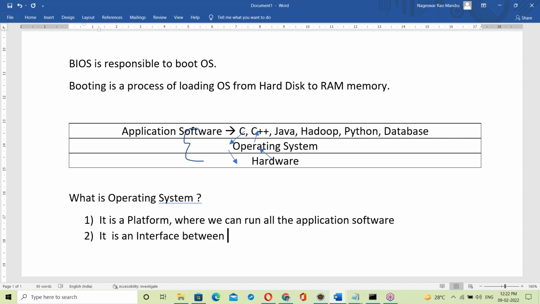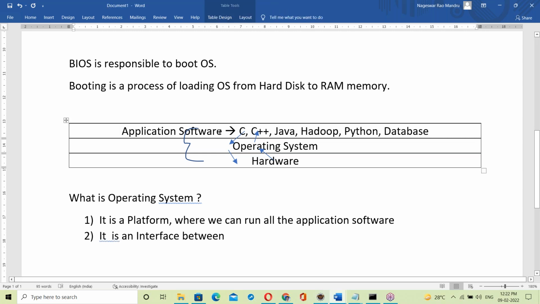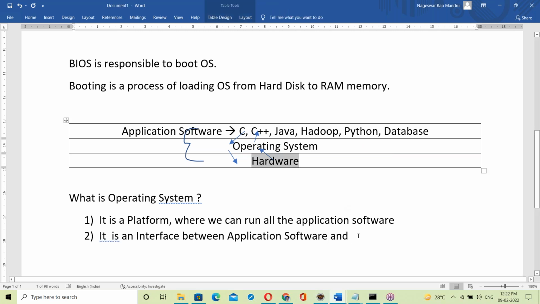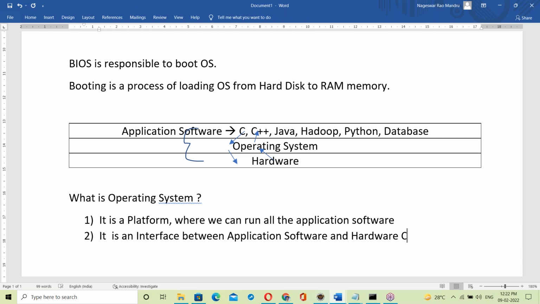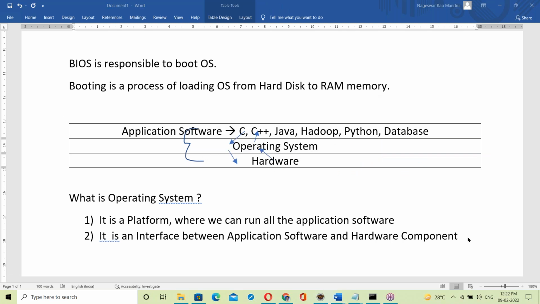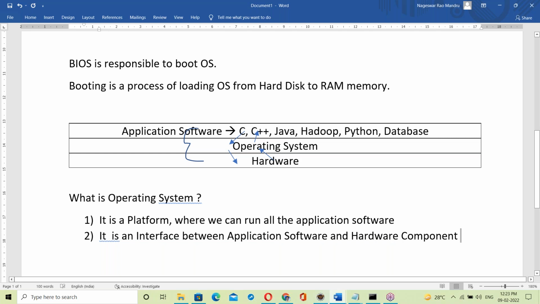It's an interface between application software and hardware components. See these two layers: application software and hardware components. The OS is the interface, the mediator between application software and hardware components.